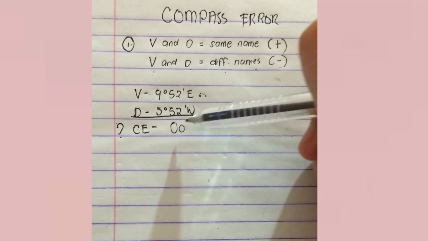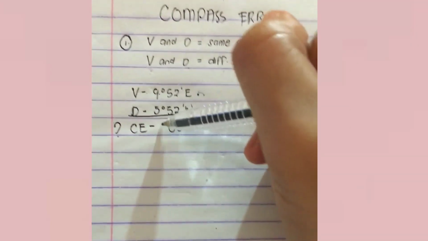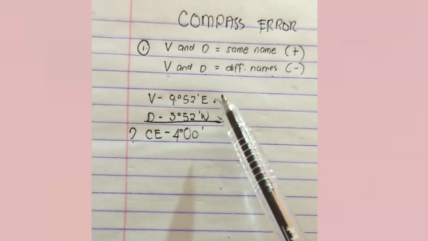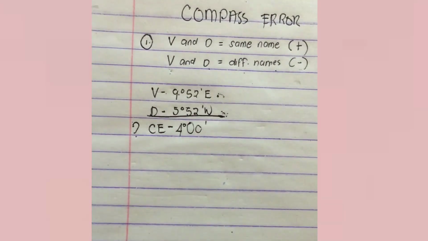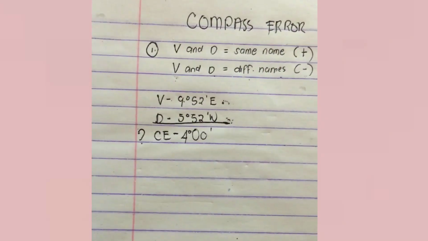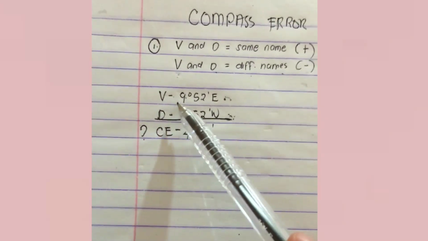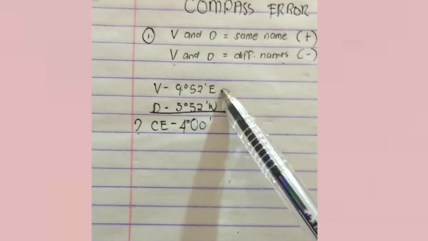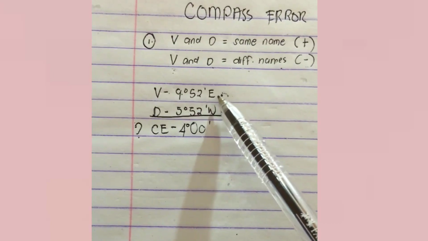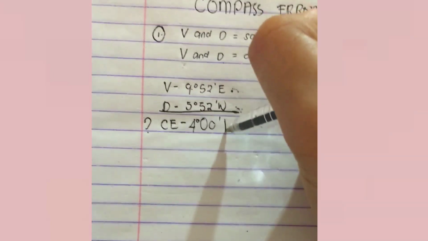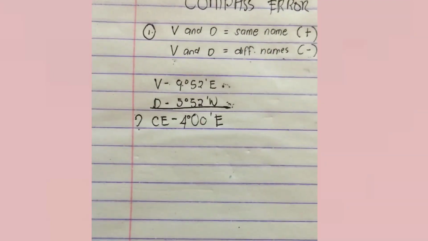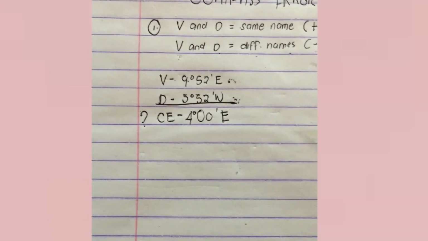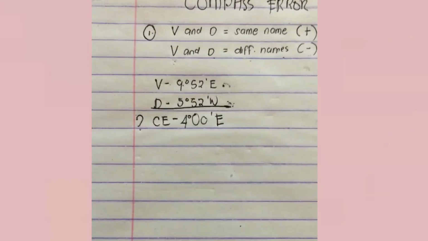So this will be 0 minutes, and this will be 4 degrees. Now let us identify which among the two has a greater value. Obviously, variation has a greater value. Variation is greater than deviation, so we should follow east. Very easy. That is our compass error, 4 degrees east.